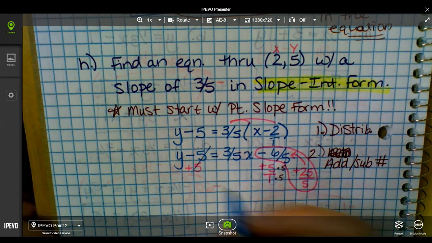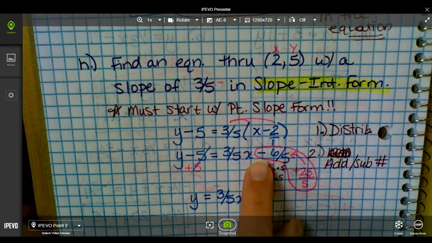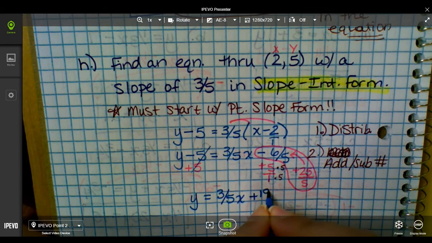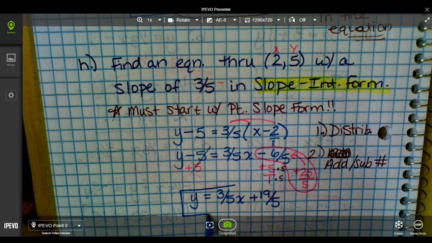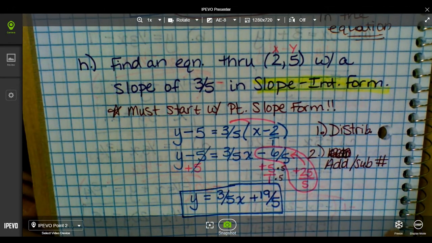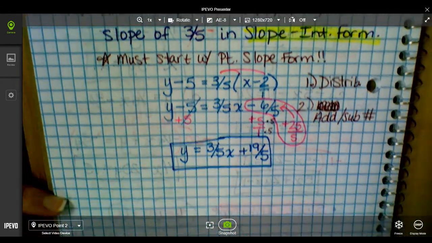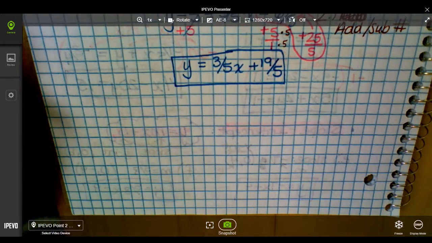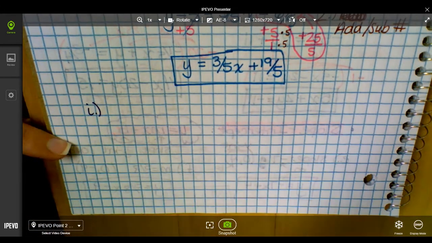All right, so these guys over here cancel out. y equals 3/5 x, and then negative 6/5 plus 25/5. So I just add my numerators. Negative 6 plus 25 is positive 19, and it always stays over your same denominator of 5. So my final answer for this one is going to be y equals 3/5 x plus 19/5. Okay, pause that one for a second, mull it over in your brain, make sure that's making sense. Come with any questions. If you were like, how did she get that? Where exactly did I lose you? Ask me that question when I see you in class.